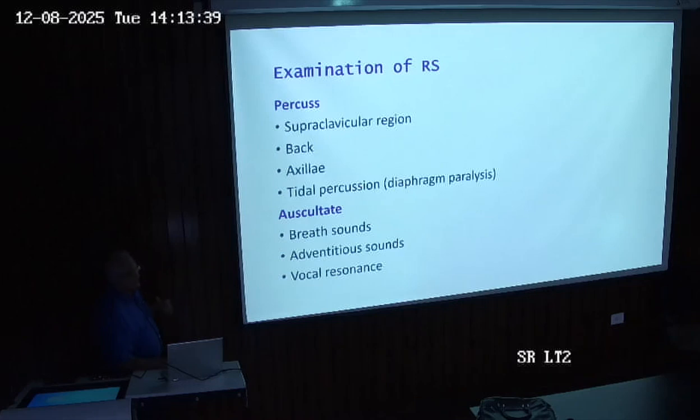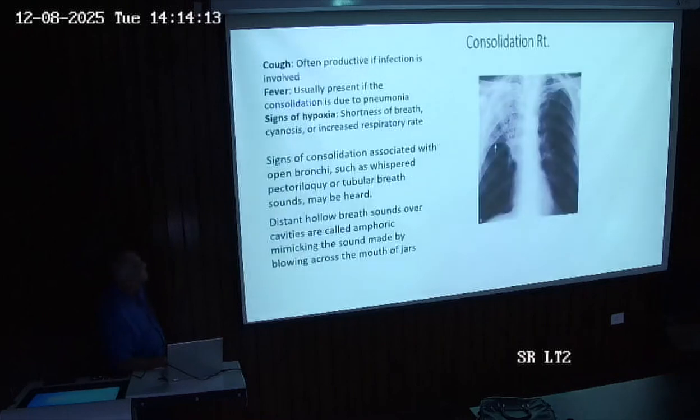Auscultate the breath sounds. What are the types of breath sound? Vesicular, bronchovesicular or bronchial breath sound, which will determine the underlying pathology. Vesicular sound is normally present. Bronchovesicular sound can be present in emphysema, and bronchial breathing is typically seen in consolidation. Then presence of adventitious sounds, which can be crackles or rhonchi, and vocal resonance. This is a picture showing consolidation of the right upper zone and mid zone, and such findings can be seen in bacterial pneumonia or tubercular consolidation. So what will be the symptoms and signs?